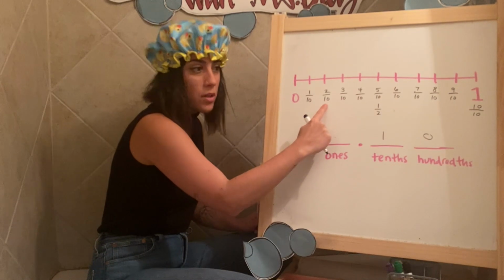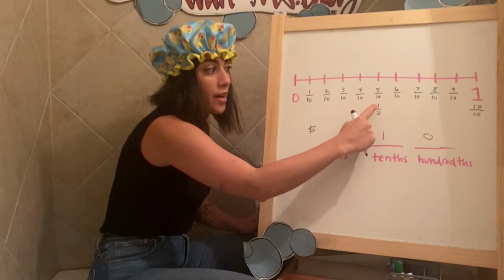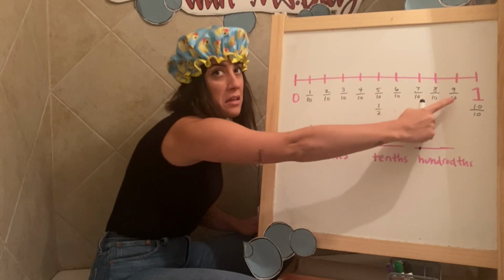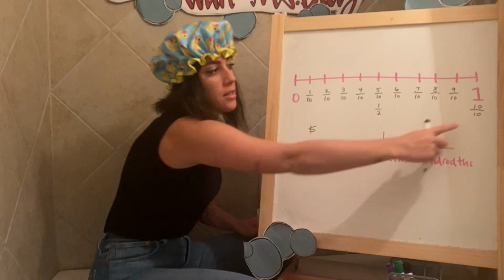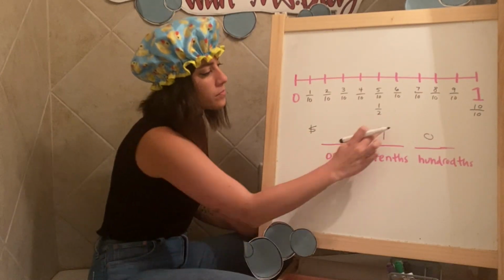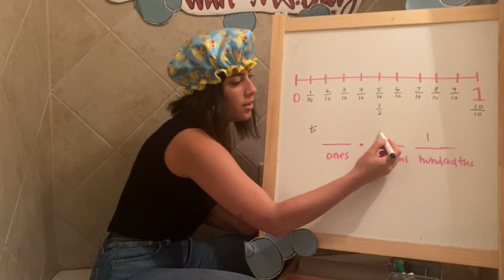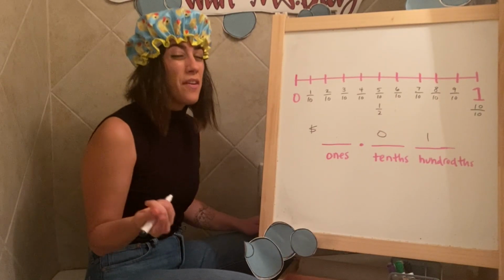I have a dime. I have 2 dimes, 3 dimes, 4 dimes, 5 dimes, which means it's the same as 50 cents, right? 6 dimes, 7 dimes, 8 dimes, continue. 10 dimes would equal $1, right? It's very different if I have 1/100ths. That breaks it down even further.